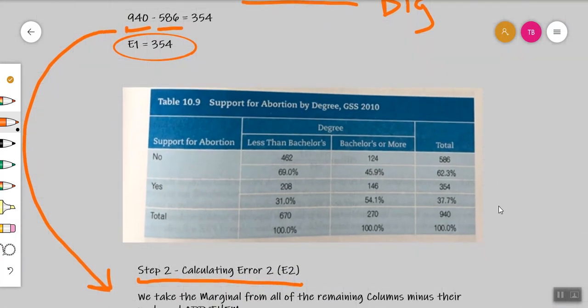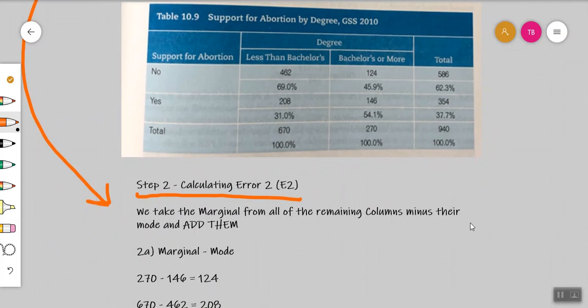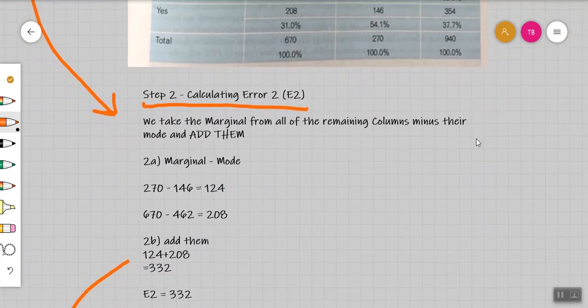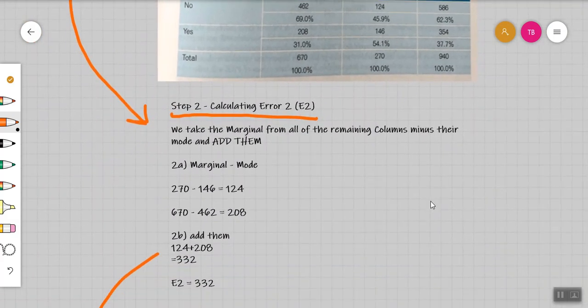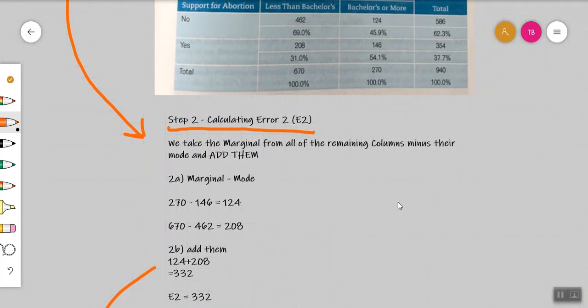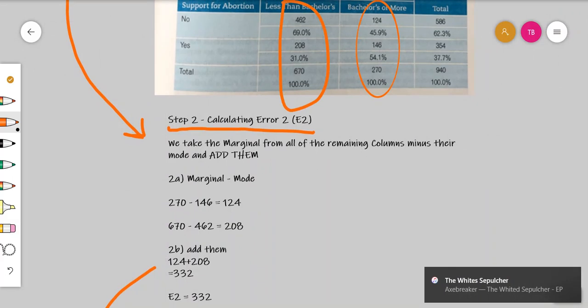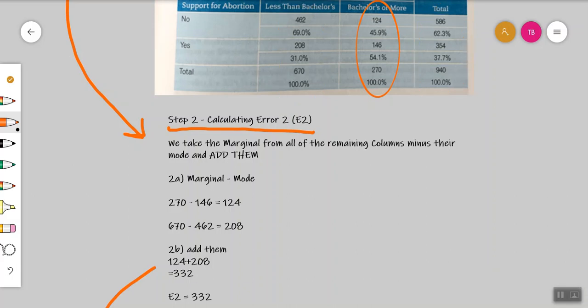I'll show you error 2. Error 2 is the same idea, only it's looking at it in a slightly different spot. It's going to be looking in the rest of the columns. So while error 1 was looking here, error 2 is going to be looking in these two right here.